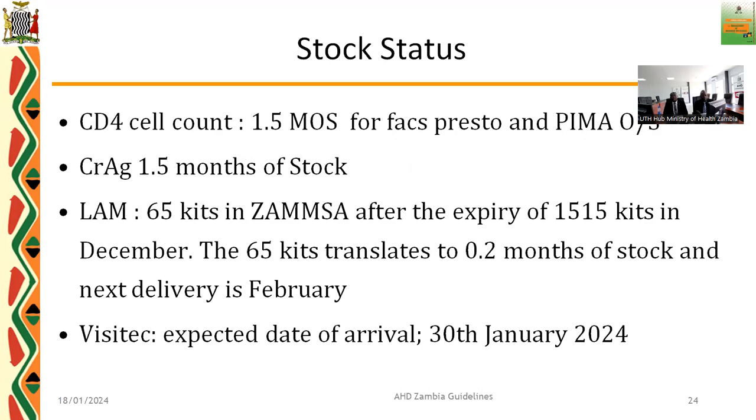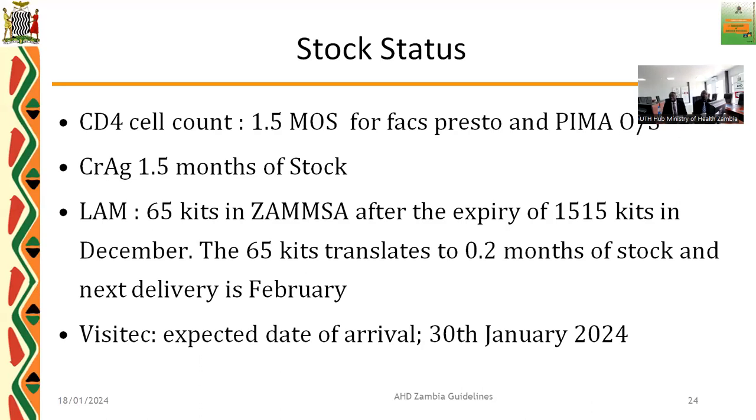I wanted to share the stock status before people ask, so that I tell you where we are. For CD4 cell count, for the FACSPresto, we are at 1.5 months of stock at MSL, at ZAMSA, sorry. Most of us have struggled to convert. So forgive us. Then, unfortunately, the PIMA, we are out of stock. CrAg is available, 1.5 months of stock. Others are coming. LAMP test, we just have 65 kits, which is like 0.2 months of stock.